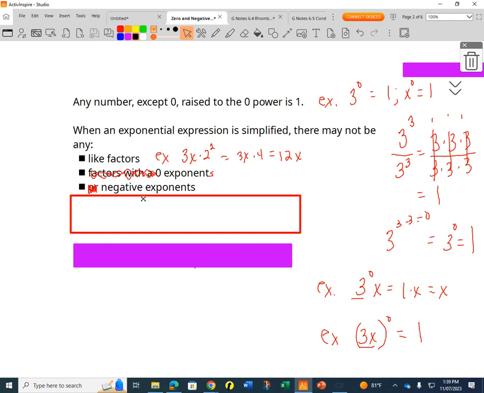All right, so let's do some examples. These are not your homework assignment.